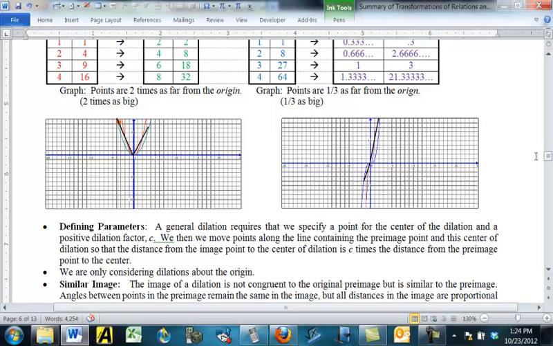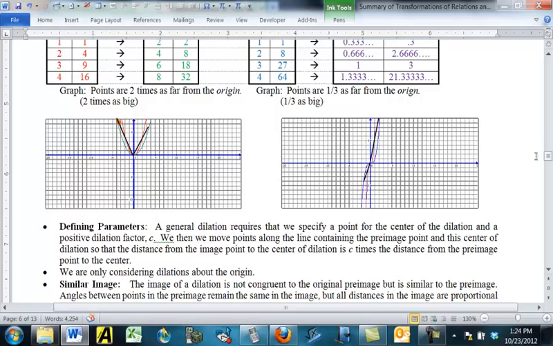So in general, a dilation, or sometimes called the size transformation, requires that we specify a point for the center of the dilation and then a positive dilation factor, let's say C. And then what we end up doing is move points along the line containing the pre-image point and the center of the dilation, so that the distance from the image point to the center is C times the distance from the pre-image point to the center.